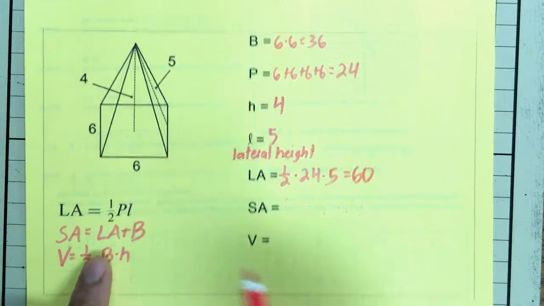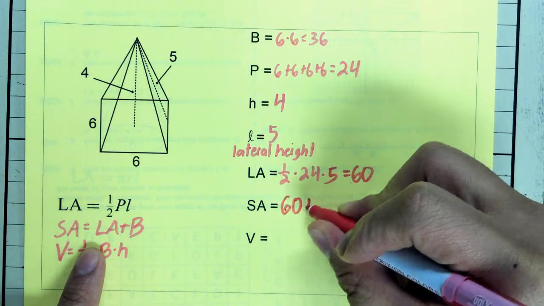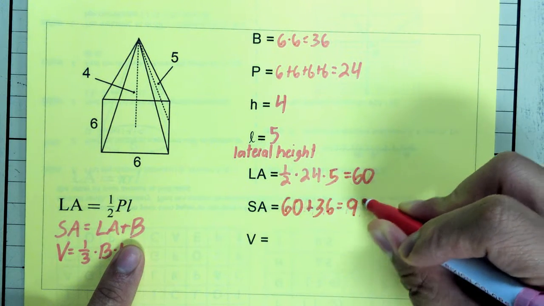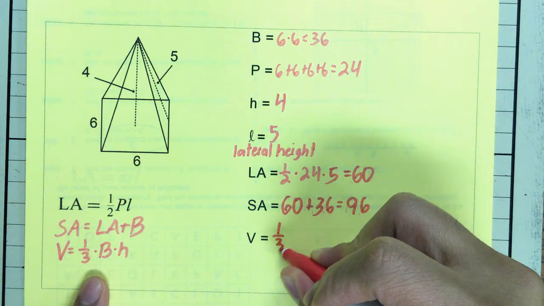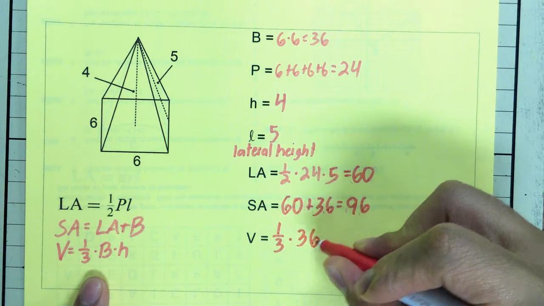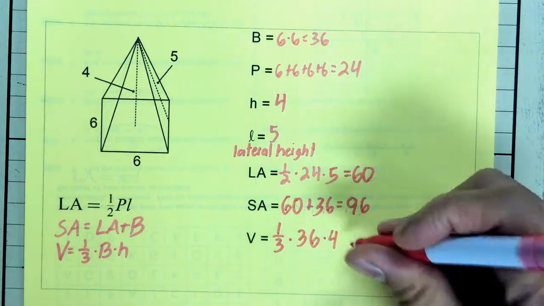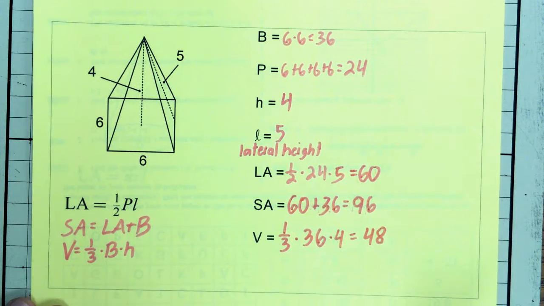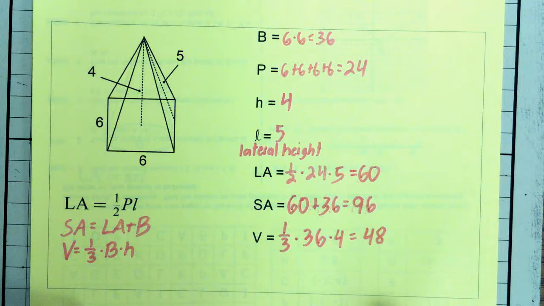Now I need the bottom part for surface area. So 60 area around plus the one base, the bottom, 36, equals 96. And finally, volume, given by this equation, 1/3 times area of my base, 36, times height of the pyramid, 4, which is 48. So there is lateral area, surface area, and volume of a pyramid.